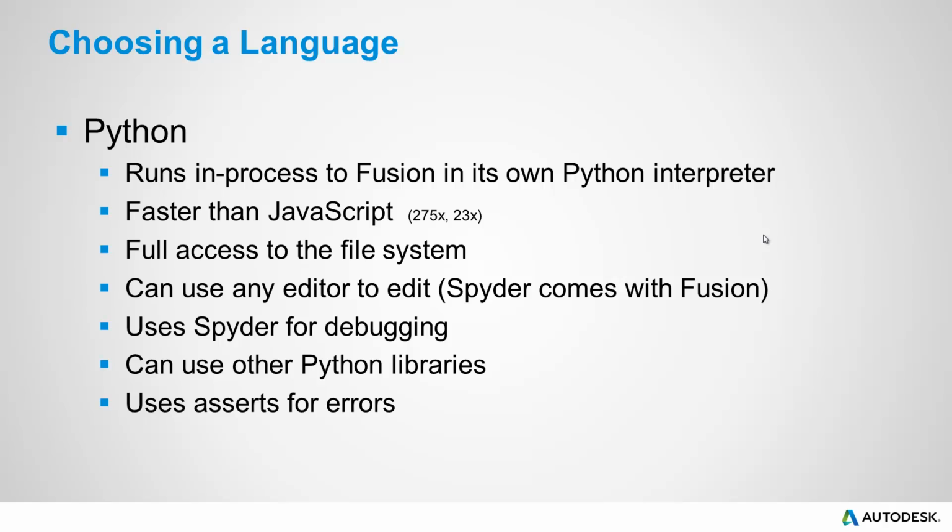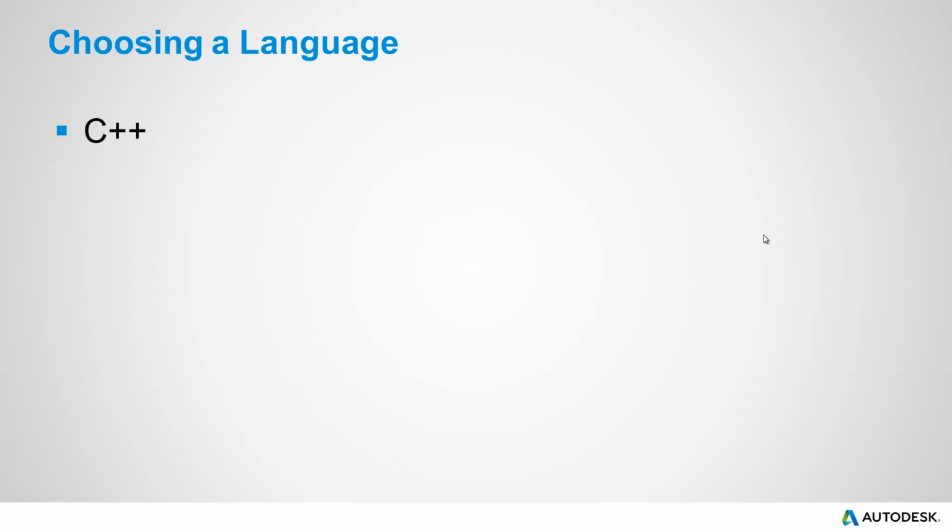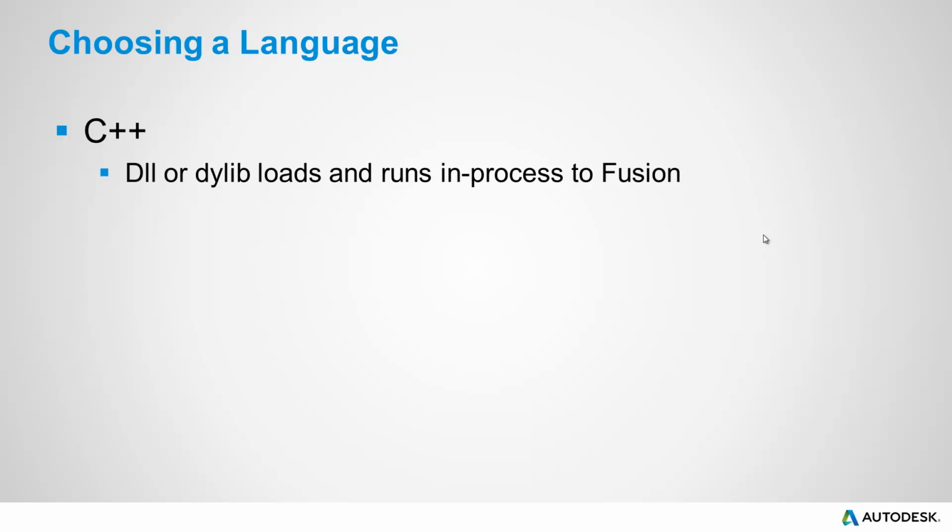All right, C++. So this is a little different. You have a DLL on Windows or a dylib on Mac, and that loads and runs in process to Fusion like Python does. So it's going to be the fastest. Python isn't known for its speed. But C++ running in process is going to be the fastest of any of them. I haven't done any tests for how much faster, but I'll need to do that. It'd be interesting to see.